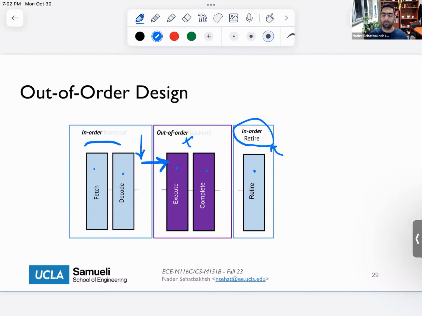That's where the out of order execution comes into play. And then finally, we go back to the in order retirement, which means that we write the data back to our systems in an in order fashion. The reason for that I'm going to explain shortly.